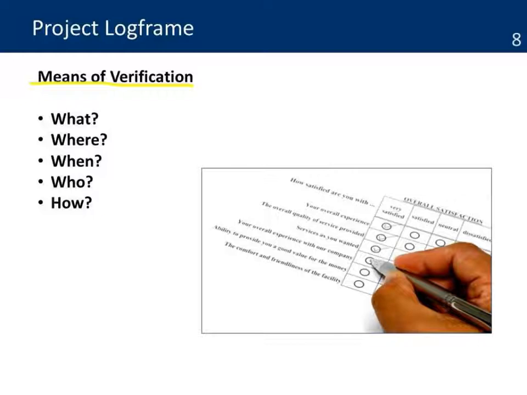The third column is the means of verification. So we have the indicators, but we need to know what, where, when, and how, so that we know that the information is reliable and we can measure it again and again.